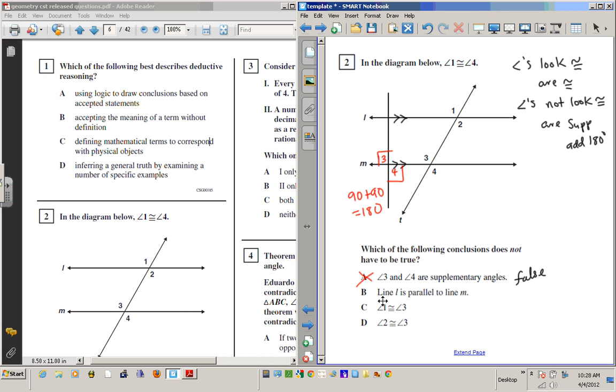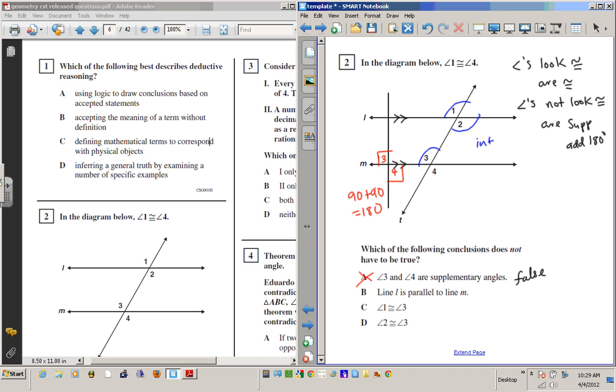Okay, line L is parallel to line M. Definitely, that's what we said earlier. These two lines are parallel. Angle 1 is congruent to angle 3. Yes, because this angle and this angle are corresponding angles. Angle 2 is congruent to angle 3. Yes, because this angle is an alternate interior angle with that angle right here.